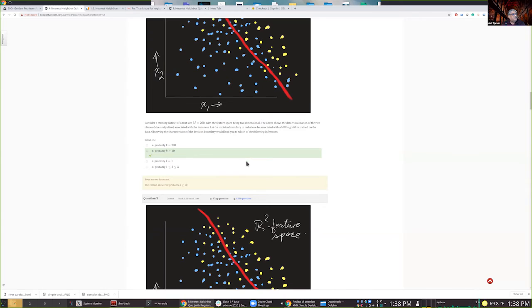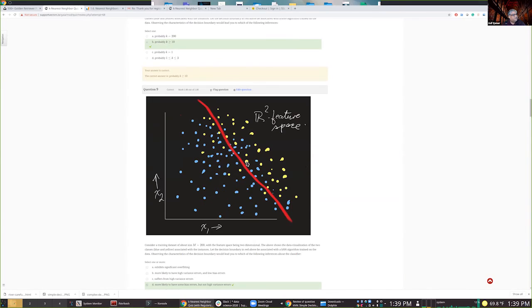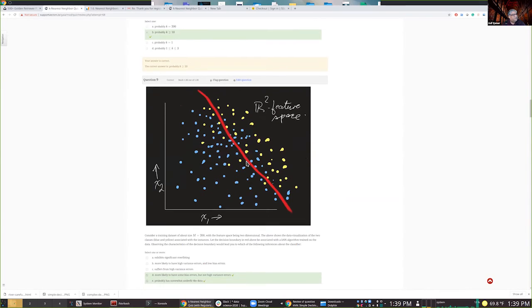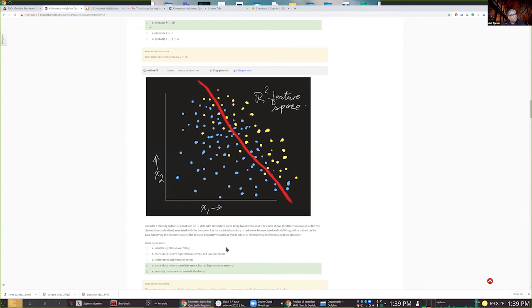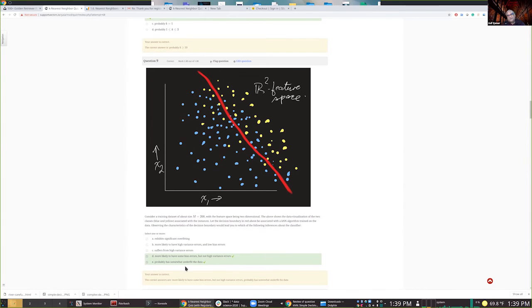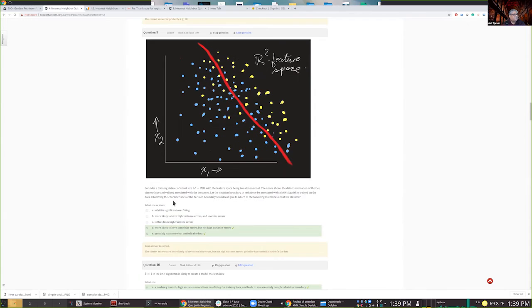Then this problem says, this kind of a model, what kinds of errors is it more likely to have? Is it like bias? Yeah, bias errors, right? And it has probably underfit the data. You probably need a little bit more flexibility in the decision boundary. It has underfit the data.